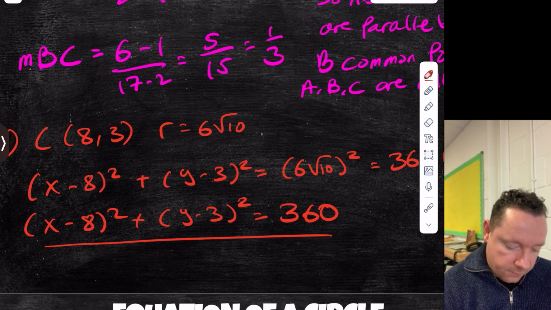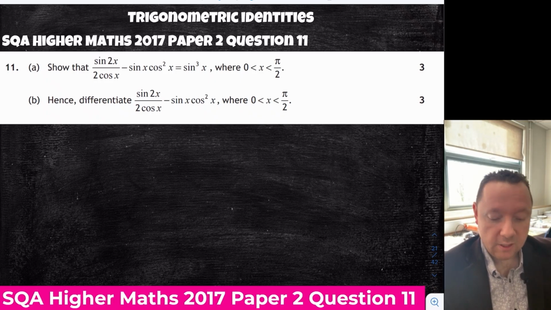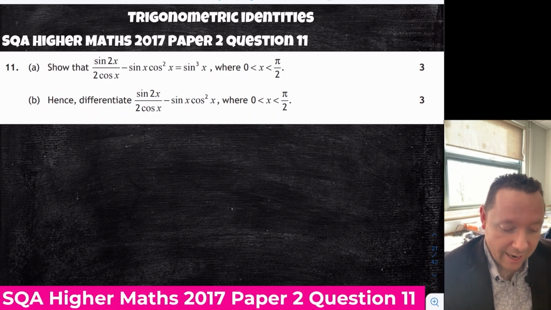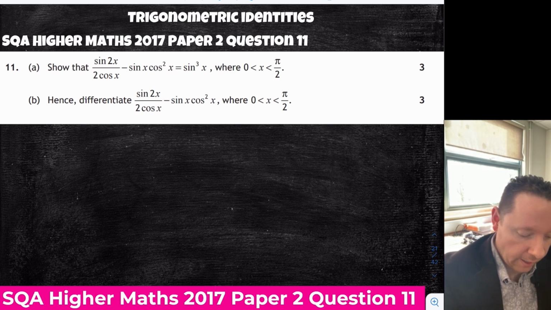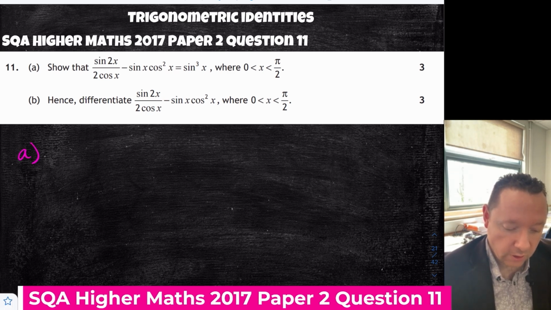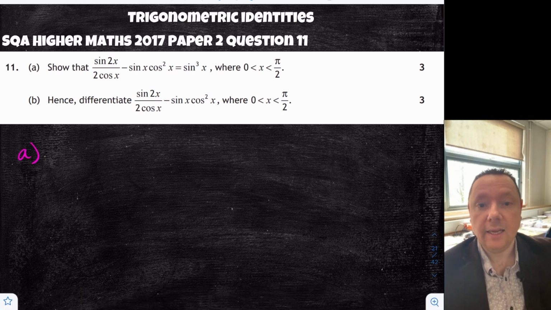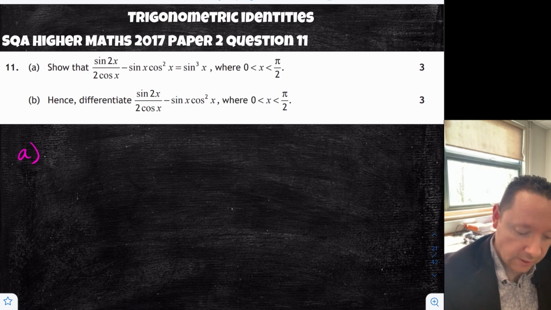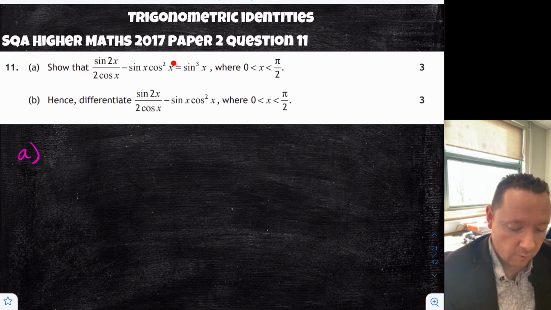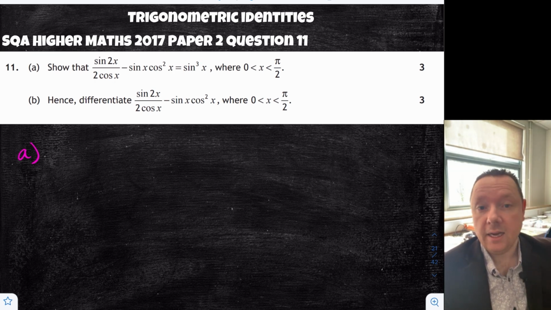And we're done there. SQA Higher Maths 2017, Paper 2, Question 11, Trigonometric Identities. Part A, show that sine 2x over 2 cos x minus sine x cos squared x equals sine cubed x. So the way to deal with these is just keep it separate, start dealing with the left and start making it equal to the right hand side. You may have to manipulate the right hand side separately as well, so you get two different things equal, but in this case, probably not.